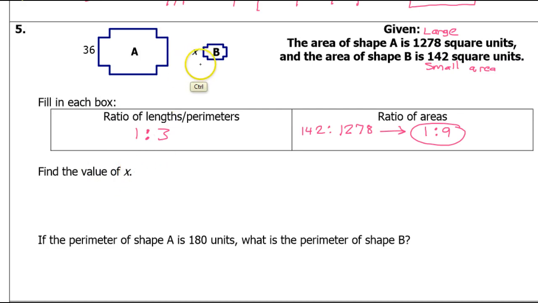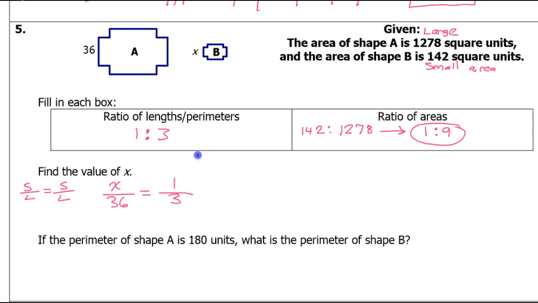Find the value of x. I am going to do this in the form small over large is equal to small over large. So x is a small length, so I'm going to put that in the top. 36 is the corresponding large length. Now I need a scale factor. Will I use the length scale factor or the area scale factor? Well, 36 is a length, not an area. So is x. So we better use the length scale factor, 1 to 3.